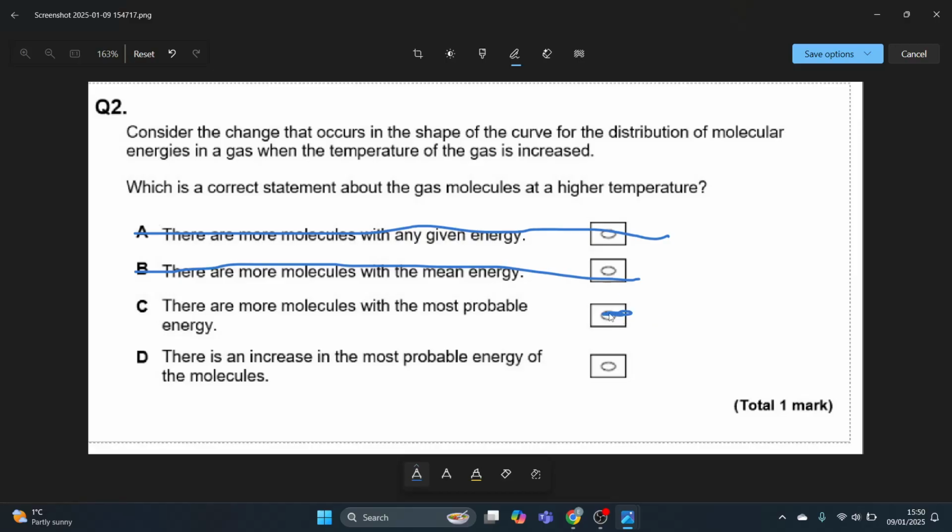Yes, most probable energy, remember, is most common energy. So if you are increasing the temperature, higher temperature, there are going to be more molecules with the most common energy.